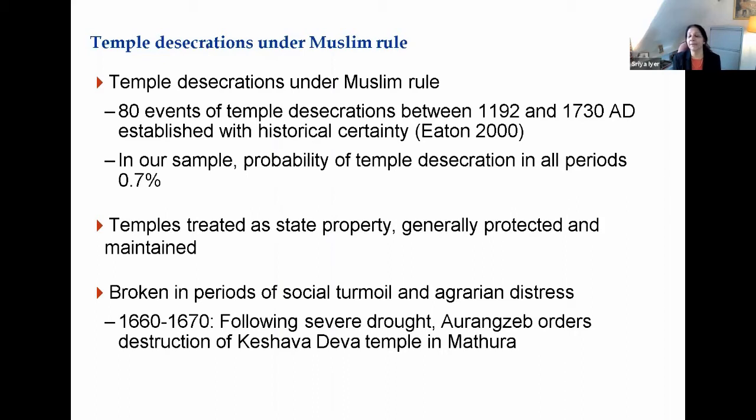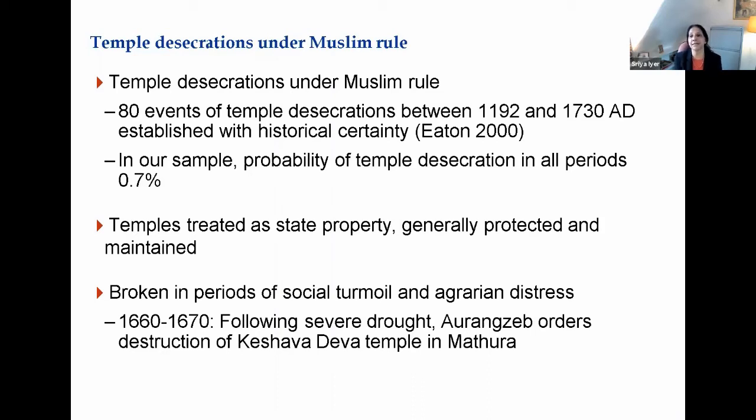Now, 80 might seem like quite a small number to you, and it is. You know, when you're reading the current political narrative in India about temple desecrations, numbers such as 60,000 and 120,000 are frequently thrown around. If you actually look at the number of events that are recorded with historical certainty, we can locate 80 in this period. So in our sample, the probability of temple desecrations in all periods is 0.7%. This is a rare event.